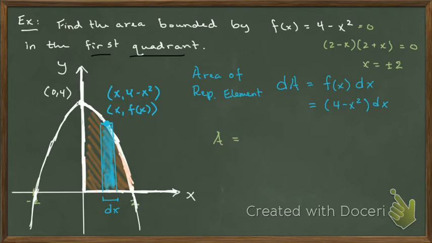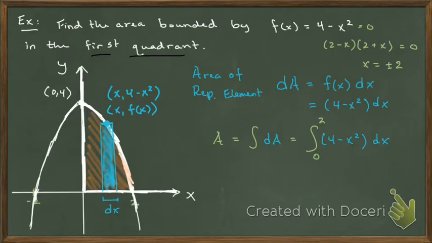So I'm going to integrate from the leftmost bound to the rightmost bound. And we see, because I'm in the first quadrant only, I'm going to integrate this dA from 0 to 2, instead of from minus 2 to 2, the other value I found. I only care about the positive x-axis because I'm in the first quadrant. So I integrate from 0 to 2 the function 4 minus x squared dx.